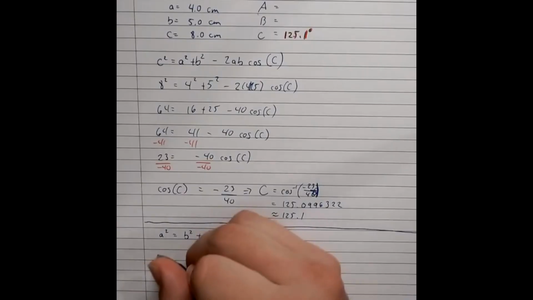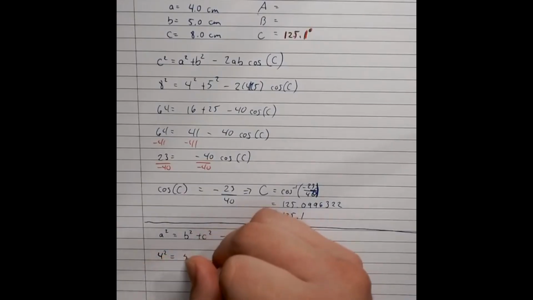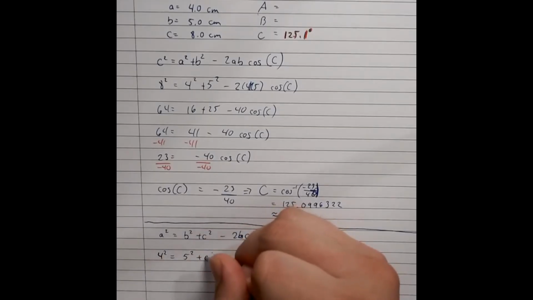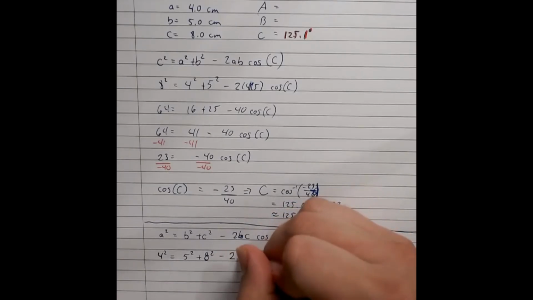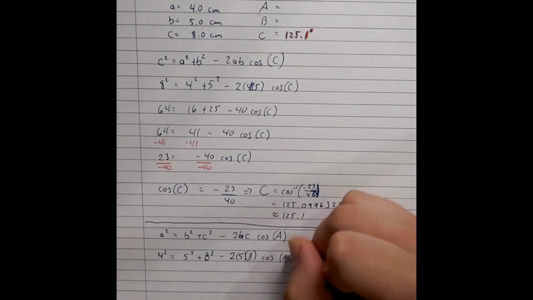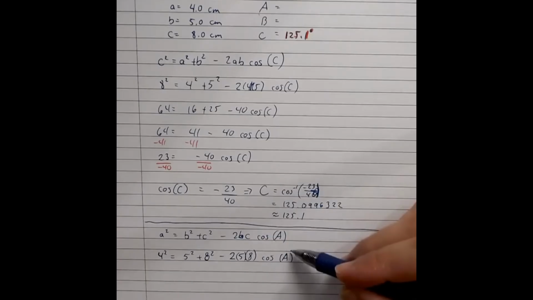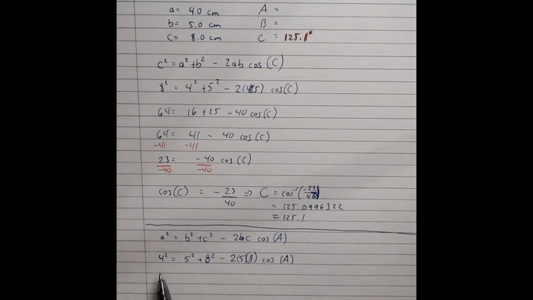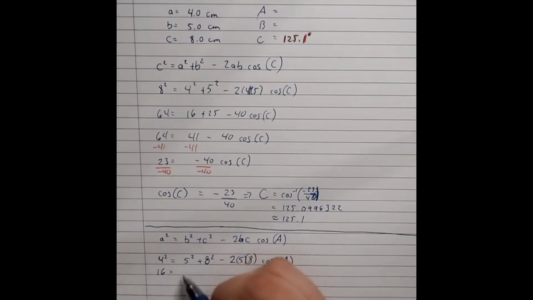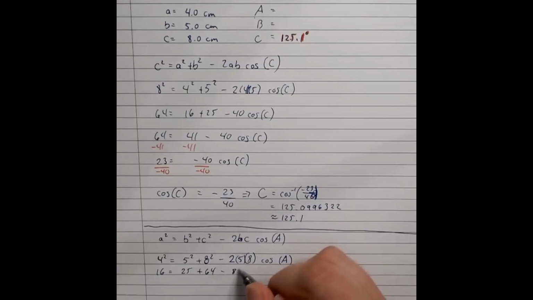I know A is 4, so that'll be 4 squared is equal to B is 5 and C is 8. So that's 4 squared is equal to 5 squared plus 8 squared minus 2 times 5 times 8 times the cosine of the angle A. Okay? So once we finish with this one, it'll give us that first angle. All right, so now we can go ahead and simplify some of these numbers. That's 16 is equal to 25 plus 64 minus, that's 10 times 8 is 80, cosine of the angle A.